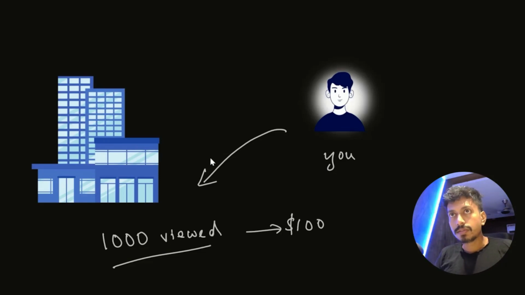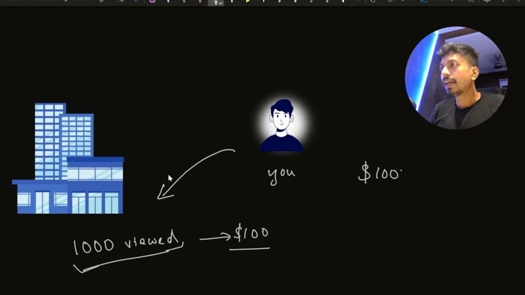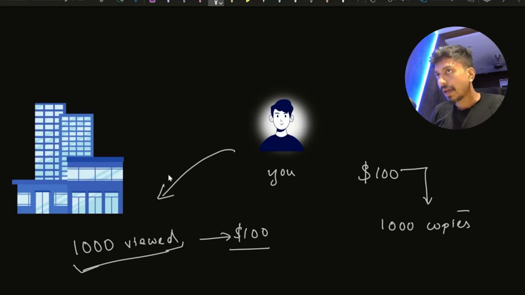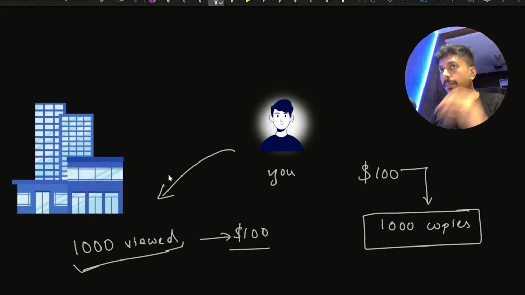What they are saying is that your ad will be viewed 1,000 times and they will charge you $100. What they are telling you is that you pay them $100 and they will create 1,000 copies of your ad and place them everywhere across the city. Understand this concept: 1,000 copies of the ad.